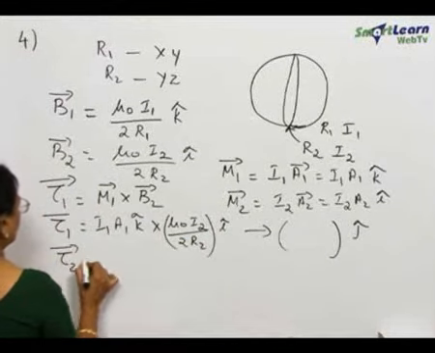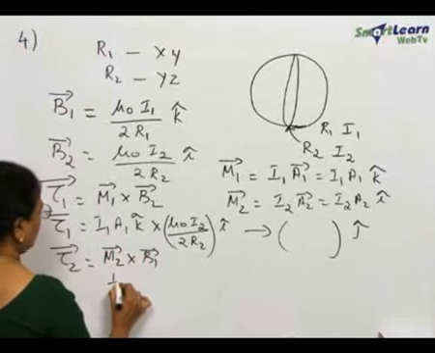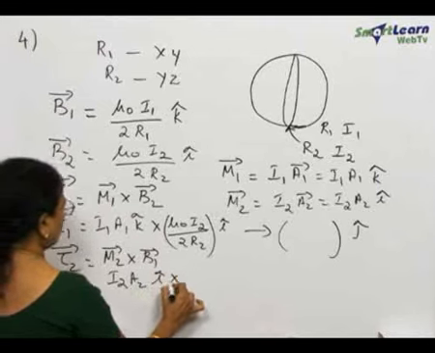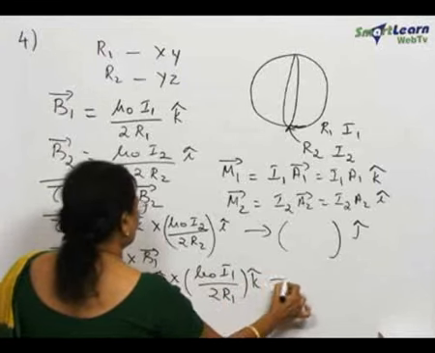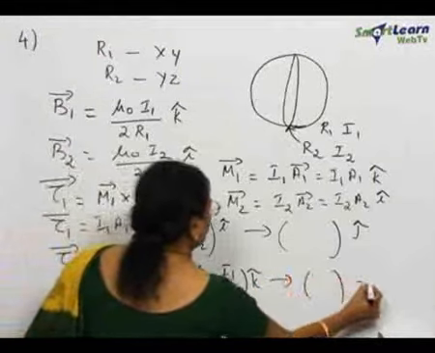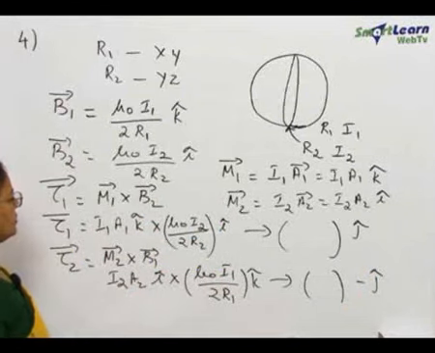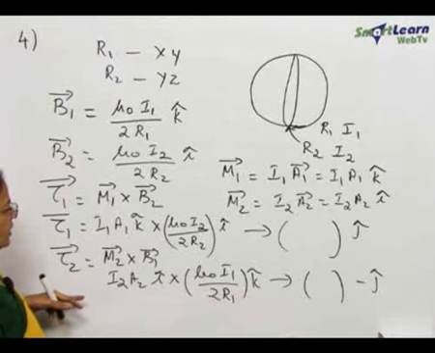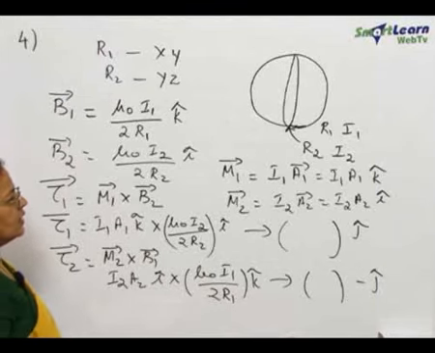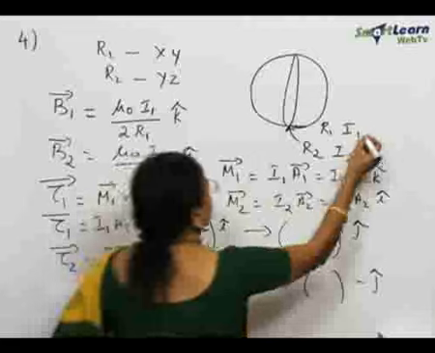Tau 2 equals M2 cross B1. What is M2? I2 A2 I cross mu naught I1 by 2 R1 K. So, it becomes I cross K, which is minus J. So, we see the direction of the torque on the first ring is J, that is positive y axis, and the direction of torque on the second ring is along the negative y direction, minus J. Therefore, the two rings will rotate into a common plane and the option is A.